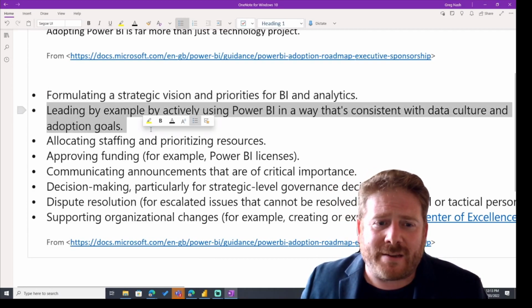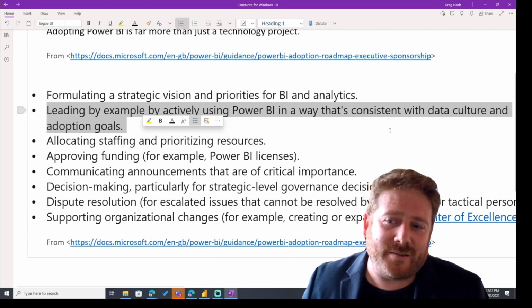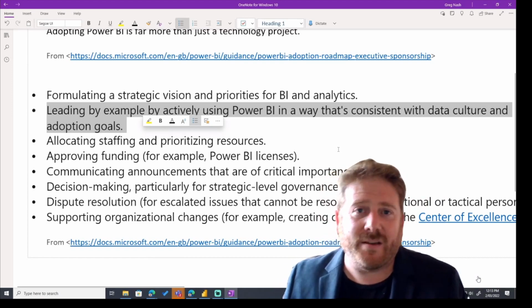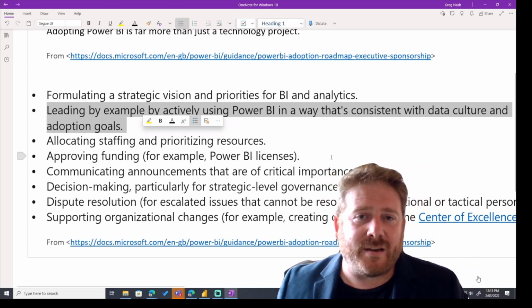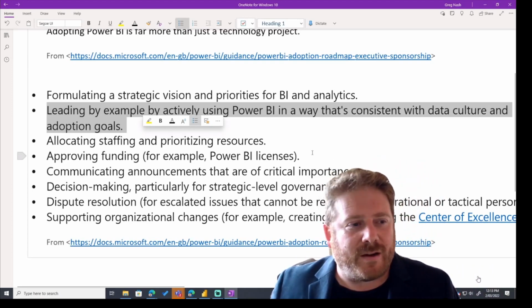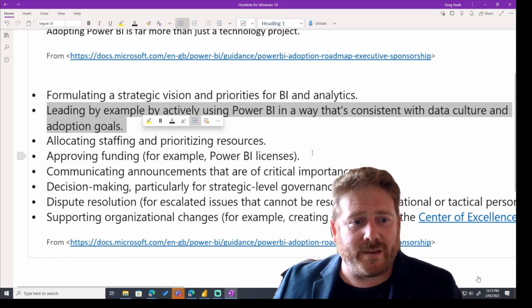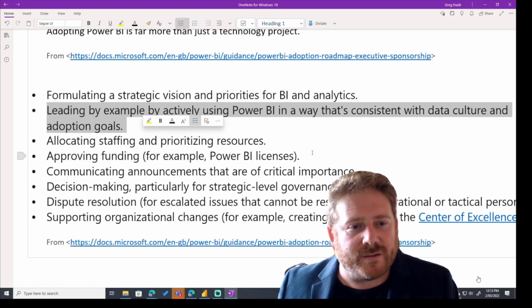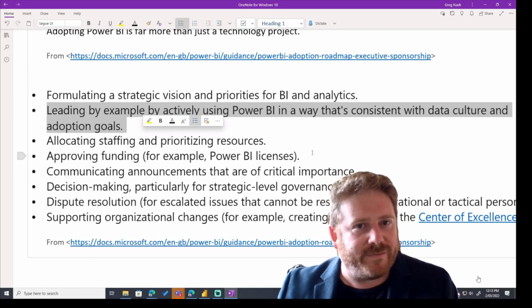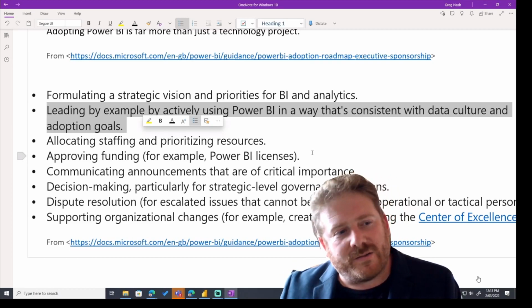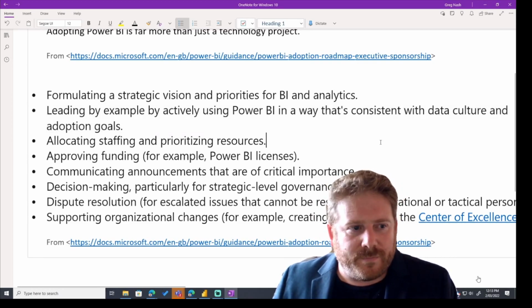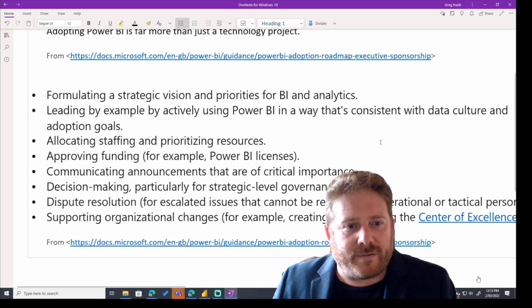Leading by example, actively using Power BI in a way that's consistent with the data culture and your adoption goals. This is super important. If you can get your executive leaders using Power BI up to the board, for example, when they're doing board presentations, Power BI is a great presentation tool when you know how to use it as a kind of PowerPoint for data, using bookmarks, using it like slides and things like that. You definitely can make a lot of inroads.